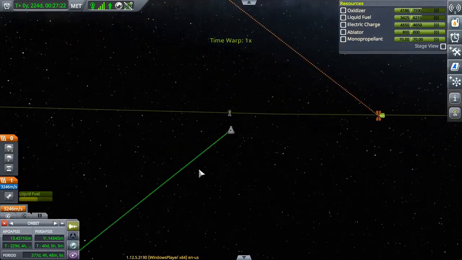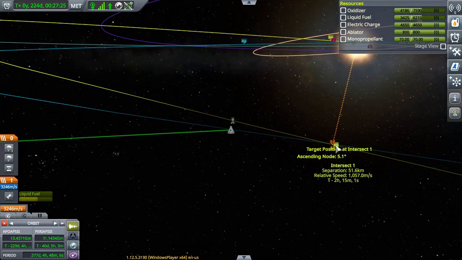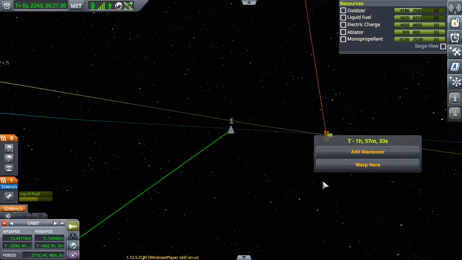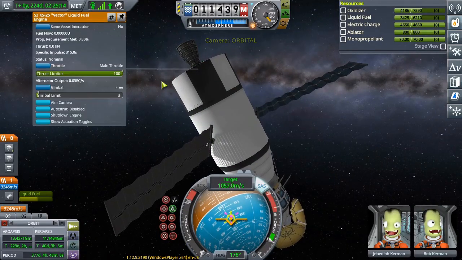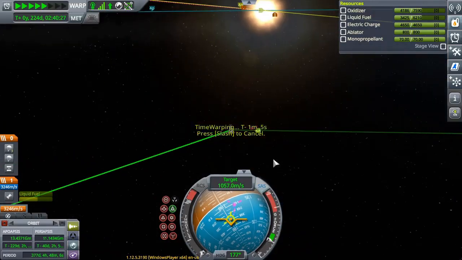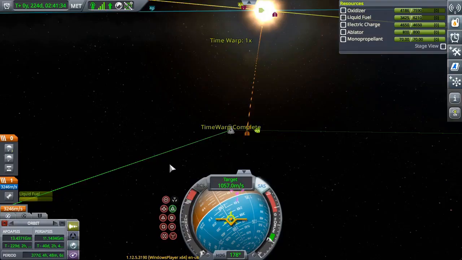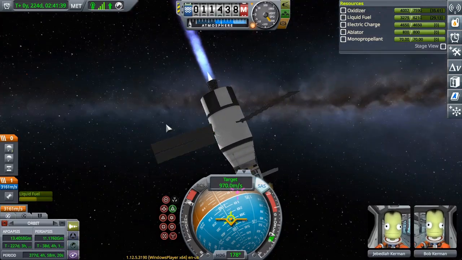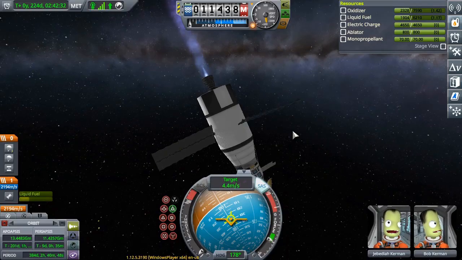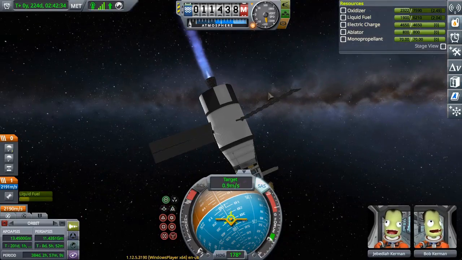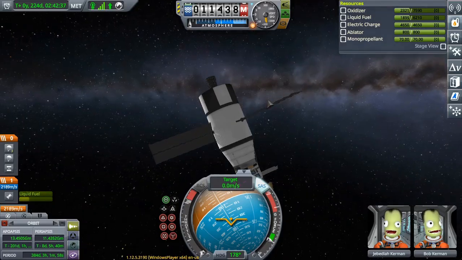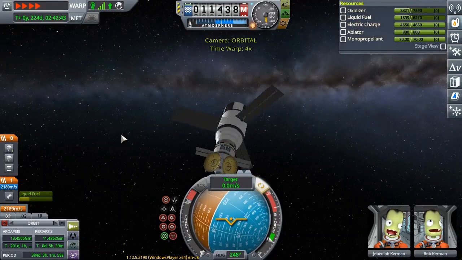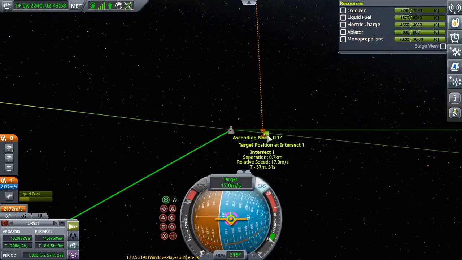Alright, let's do this. Okay, so we're gonna do the encounter. So now what I need to do is just warp here. I have full thrust. I'm just gonna cancel the relative velocity. Alright. My speed relative to my target is almost fully cancelled. 3, 2, 1. Okay, there you go. Now it's cancelled. Now I just need to point at the target.